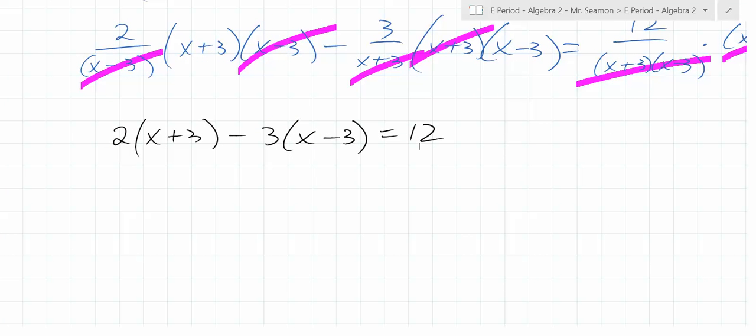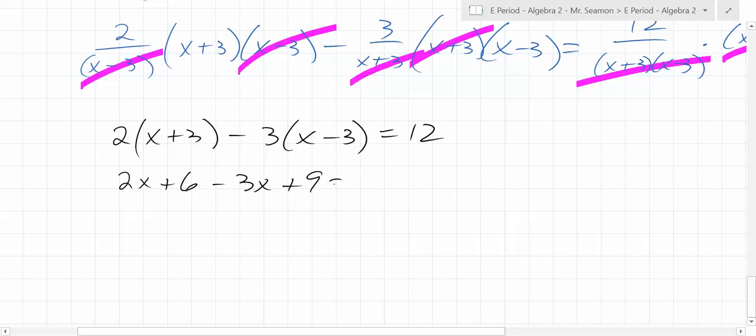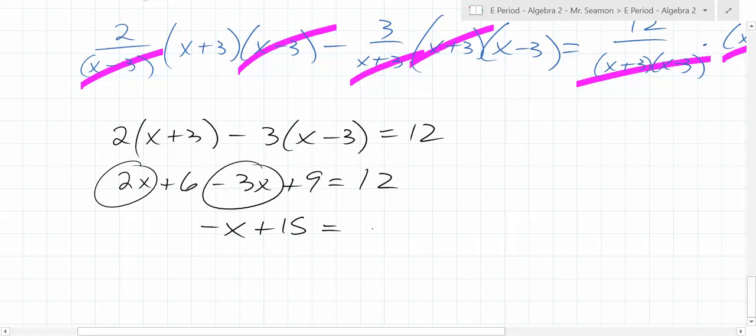What's the one word for what we need to do next? Distribute. So you get 2x plus 6 minus 3x plus 9 equals 12. How many x's do we have? 2 of them and -3 of them. So we have negative x plus 15 is 12. So negative x is -3. So what does x equal?